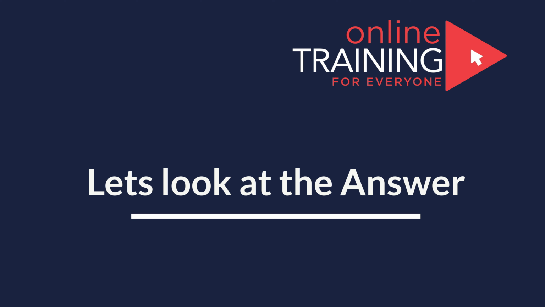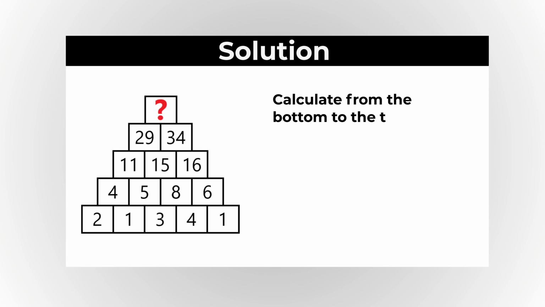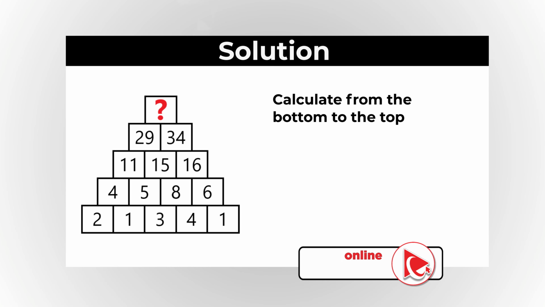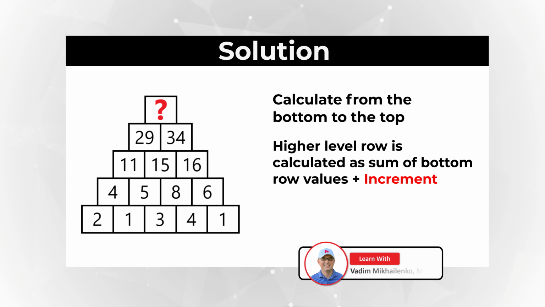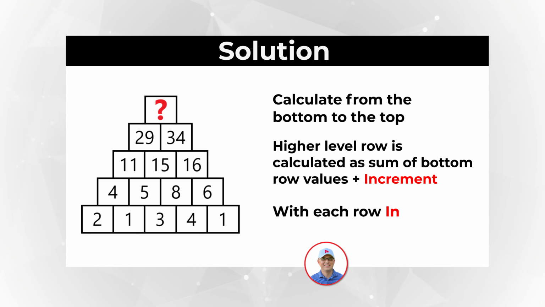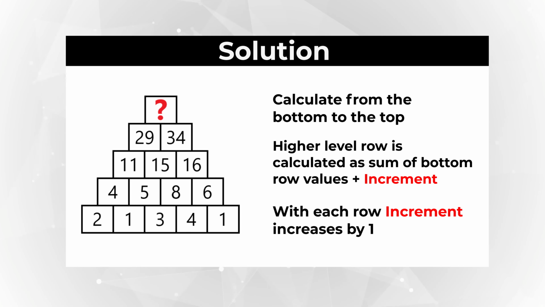Tricky problem, don't you think so? But the solution to this challenge is really simple. To calculate it correctly, you need to move from the bottom to the top. And if you look closely at the pyramid, you will notice that the higher row is calculated as the sum of bottom values plus the increment. And increment also increases with each row by 1.